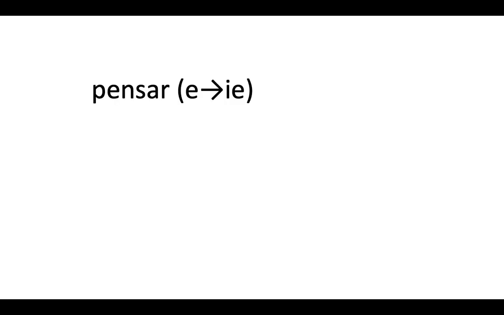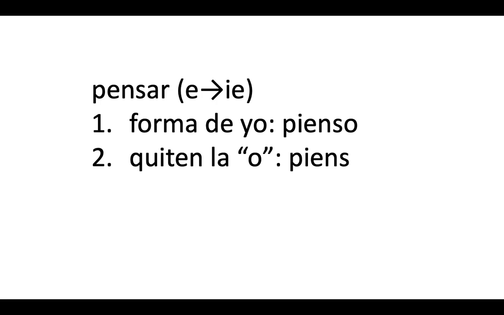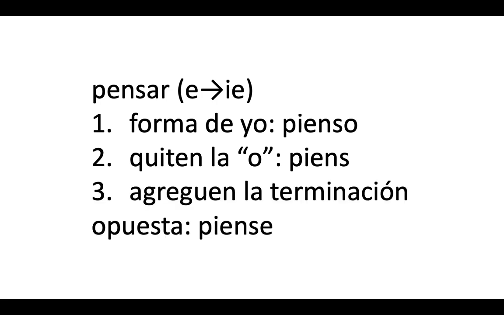Pensar, E to IE stem changer. Right? Start with the yo form, pienso. Yo is inside the characteristically shoe-shaped box, therefore it changes E to IE. Quiten la O, P-I-E-N-S. Agreguen la terminación opuesta, piense. So watch how the stem change flows through this whole process. It's an AR verb, so it takes an E. Let's emphasize that with a different color. Pensar, piense.